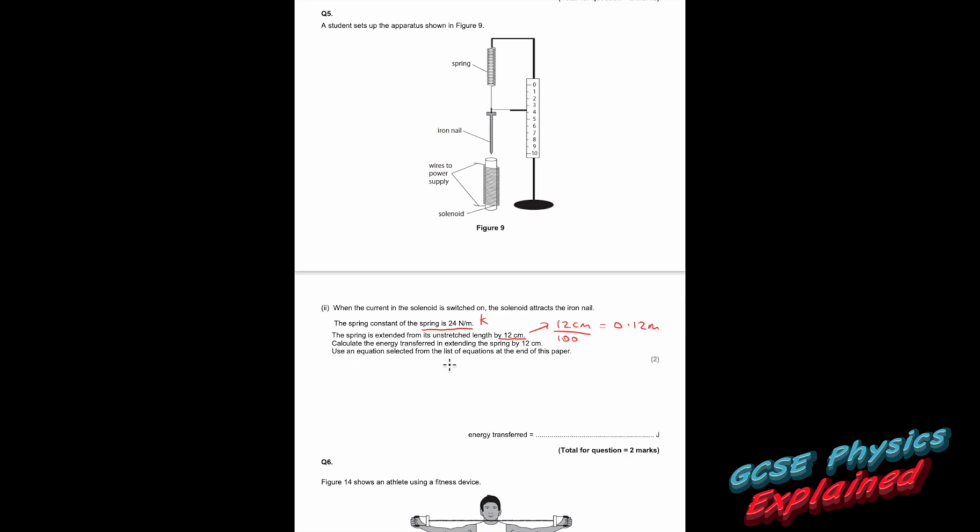Use an equation selected from the list of equations at the end of this paper. So we need to calculate the energy. And we've got K and we've got X, so we'll use the same equation as before. E equals a half kx squared. And that equals 0.1728.